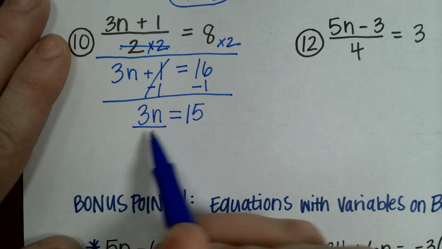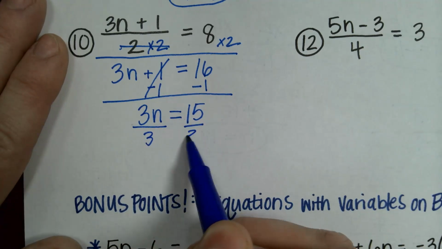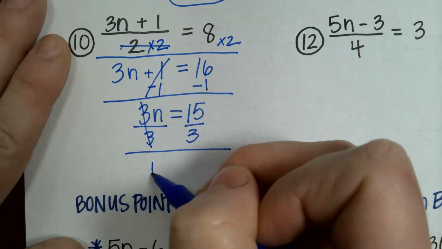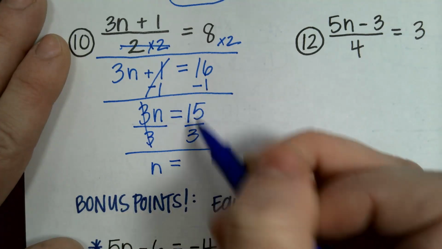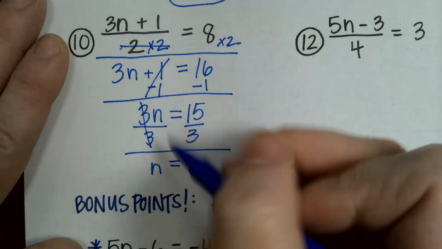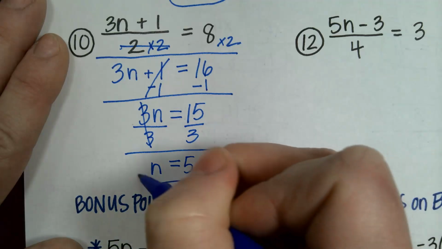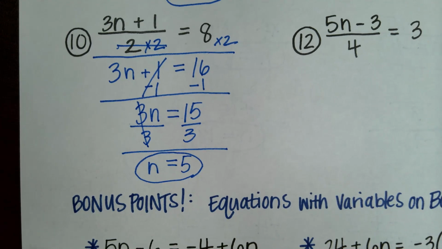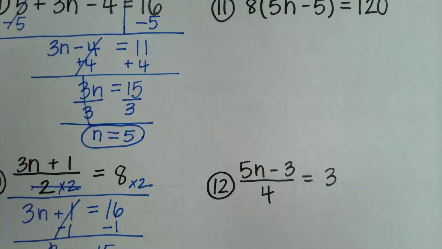Yes, we're going to divide by 3 on both sides. My 3's are going to cancel, and I'm left with n equals, what's 15 divided by 3? 5. Good job, guys. Very good job. Okay, any questions on number 10? No, ma'am. All right, let's check 11.